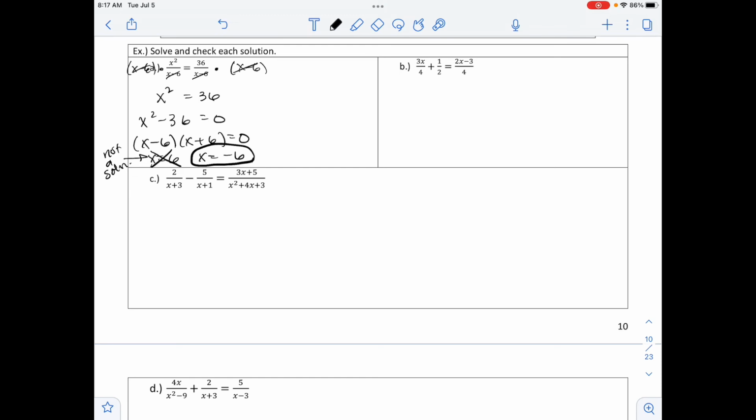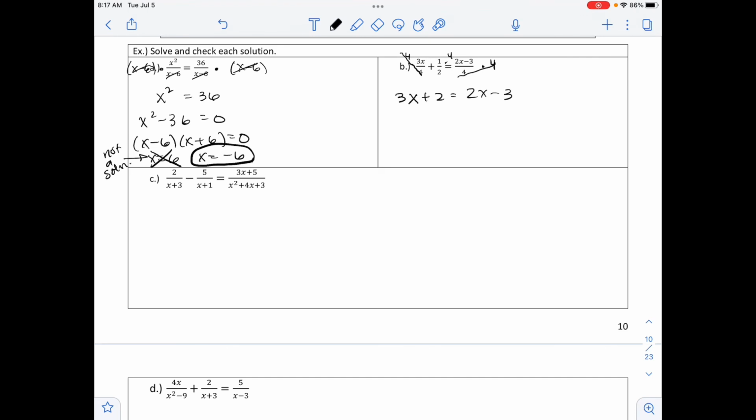So part B says 3x over 4 plus 1/2 equals 2x minus 3 over 4. So our common denominator would be 4. And I'm going to go ahead and multiply everything by 4. You need to multiply all your terms by 4. So you'll notice they will reduce here, they'll reduce here, and then 4 over 2 will be 2. So we get 3x plus 2 equals 2x minus 3.